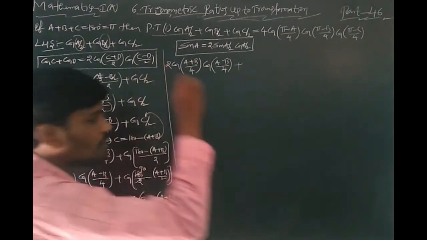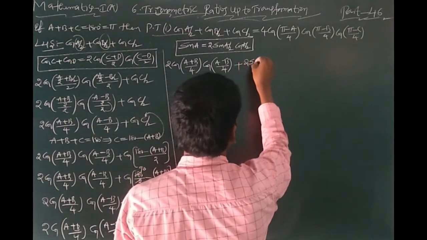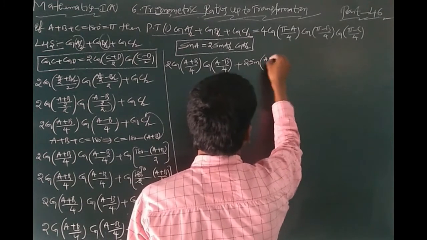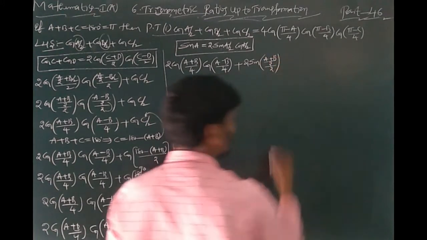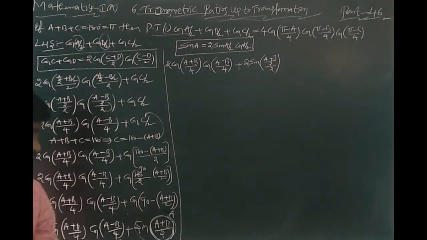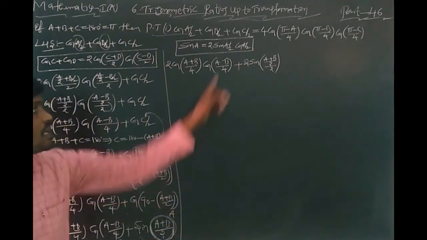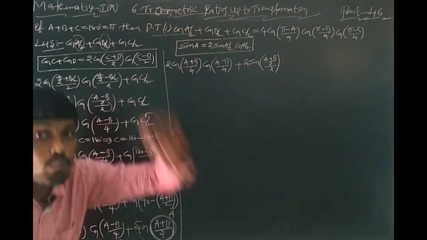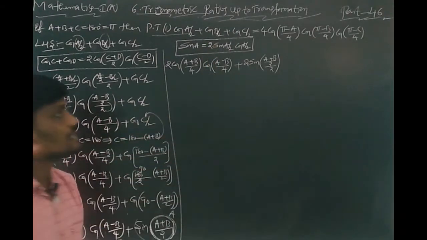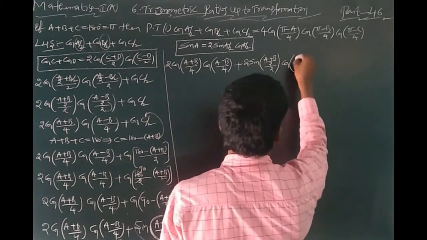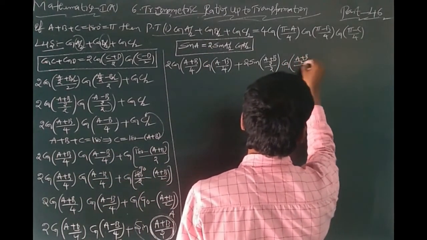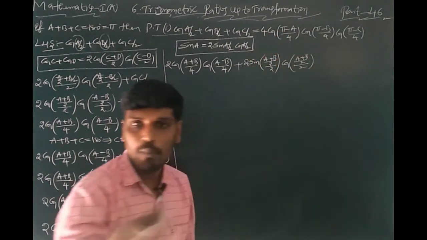What is that formula? 2 sin a, where the value of a is a plus b by 2, whole by 2. Correct or not, students? Once again explained. Here a value is a plus b by 2, whole by 2 is there. That's why you can write whole by 2. Similarly, cos of a value is a plus b by 2, whole by 2 is there. You can write whole by 2.